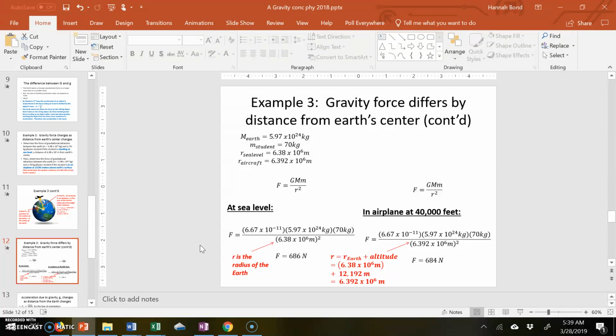At sea level, this 70-gram person would have a weight of 686 newtons. But in the airplane, the person would have a smaller weight of only 684 newtons because the r is larger, right? We're dividing by a bigger number, so we get a smaller force of gravity. I know this doesn't look like a huge difference, but it's important to understand that the force of gravity changes as the distance between the objects changes. In fact, the force of gravity gets smaller as the distance gets bigger.